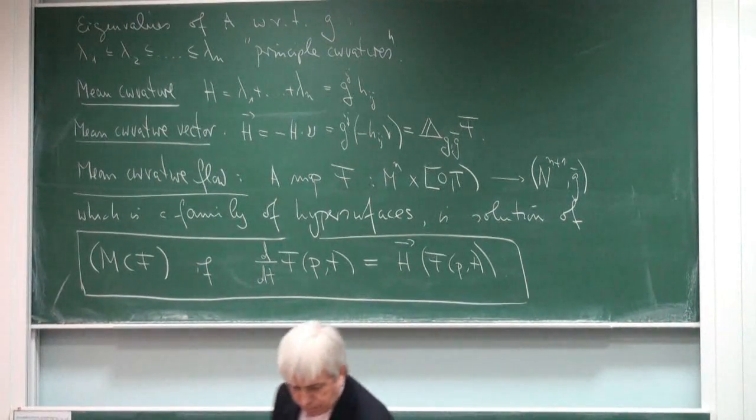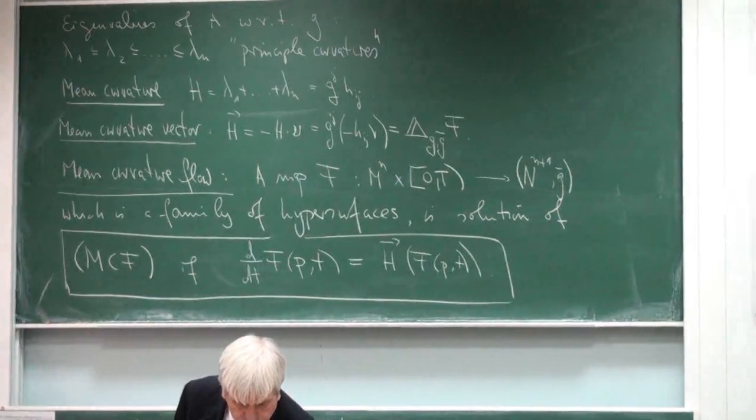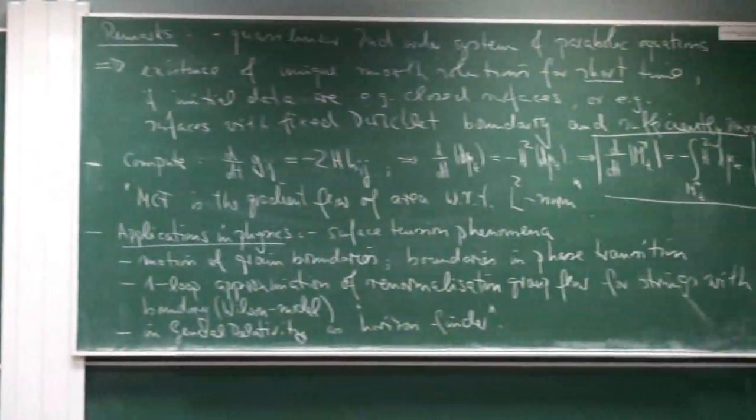But now I should give you some examples. How does mean curvature flow look like in various examples?